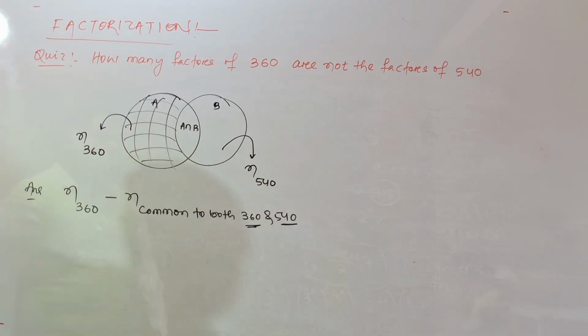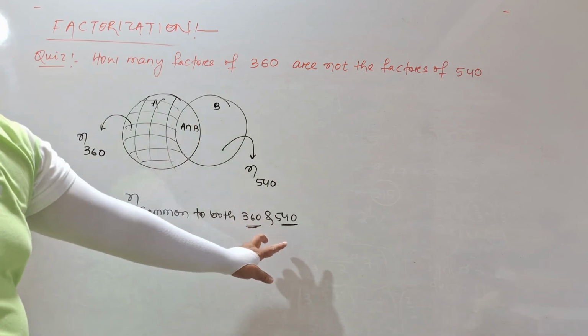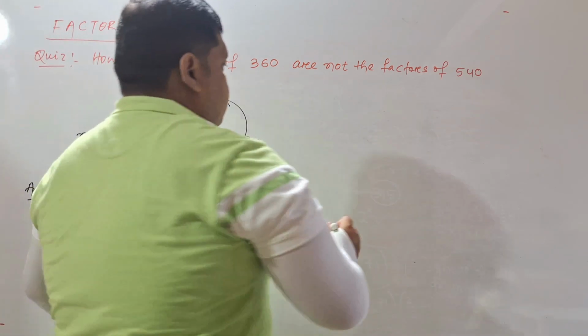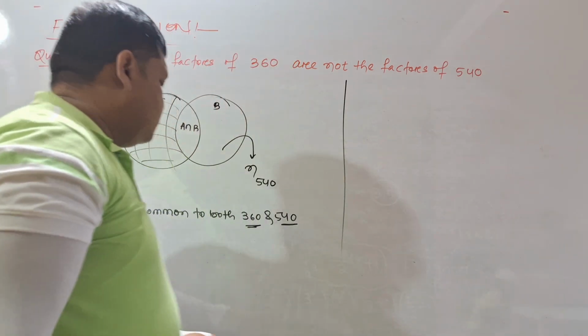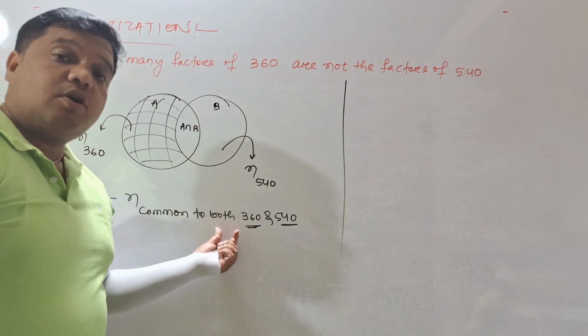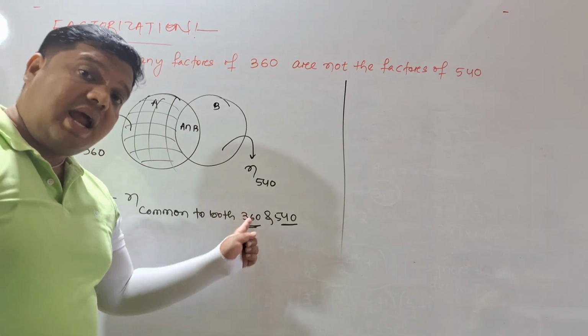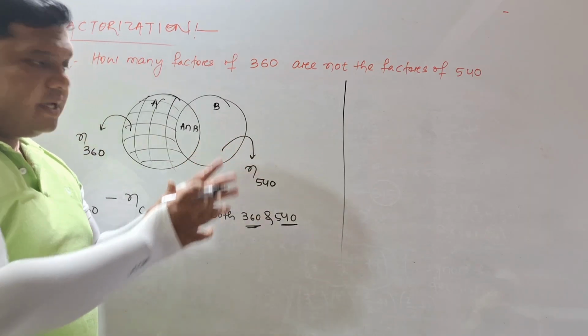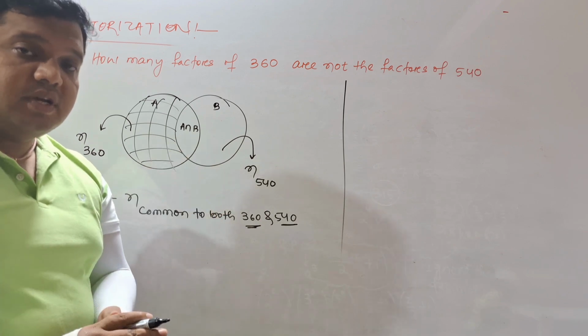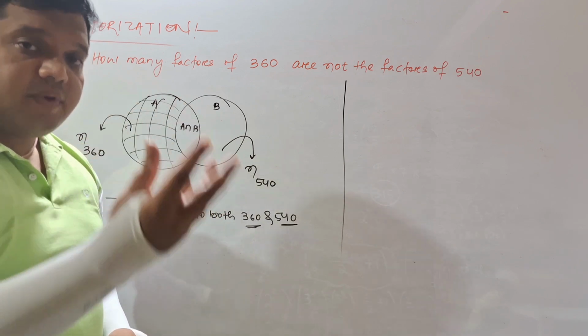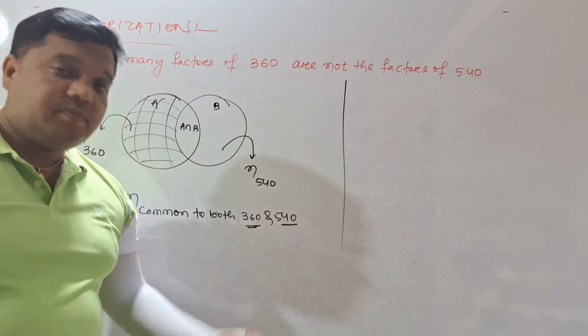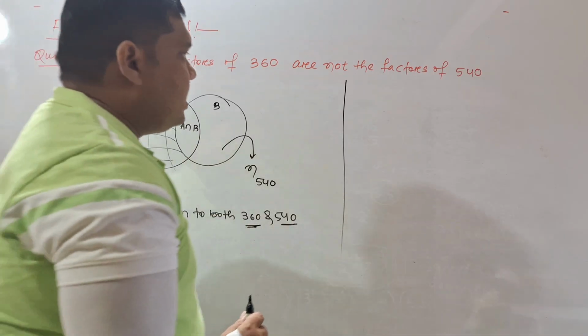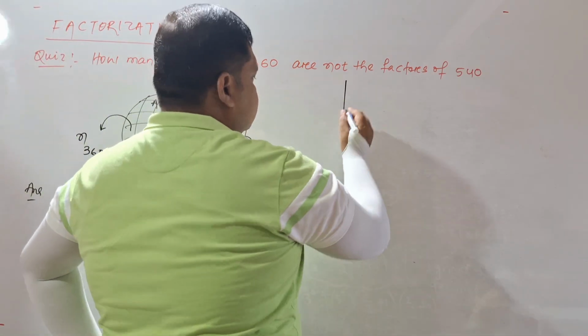But for this one, how to find how many factors are common to two numbers? Previous question, how many factors are common to perfect square and perfect cube? For perfect square and perfect cube, these are not the values, these are numbers of factors. But here 360 and 540 are the values. So how to handle the values? I will give you one observation so that you can handle it.